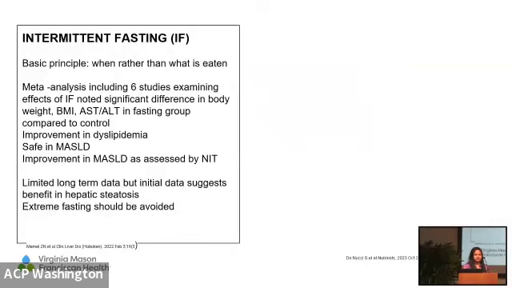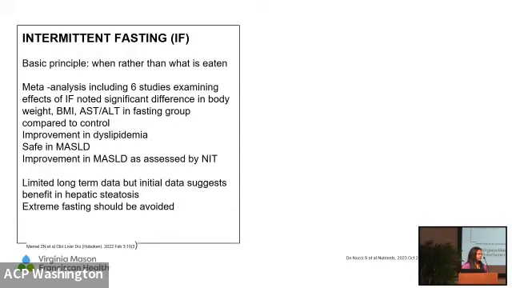Intermittent fasting, a lot of my patients ask, here it is rather when do you eat rather than what you eat. And there was a good study which looked at about 6 studies with intermittent fasting in patients with MASLD, and they did find that those who were doing intermittent fasting had a reduction in their BMI, improvement in their AST/ALT, and improvement in their lipid profile. And it is safe in patients with MASLD, and there was some improvement in the steatosis also with this diet.